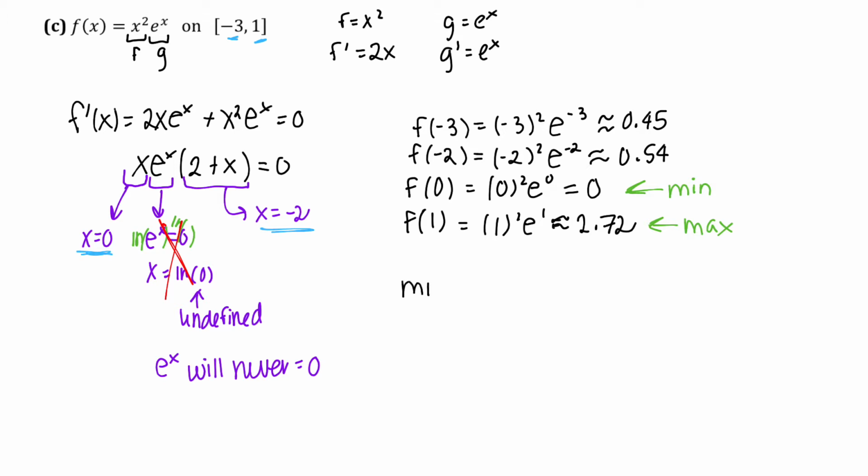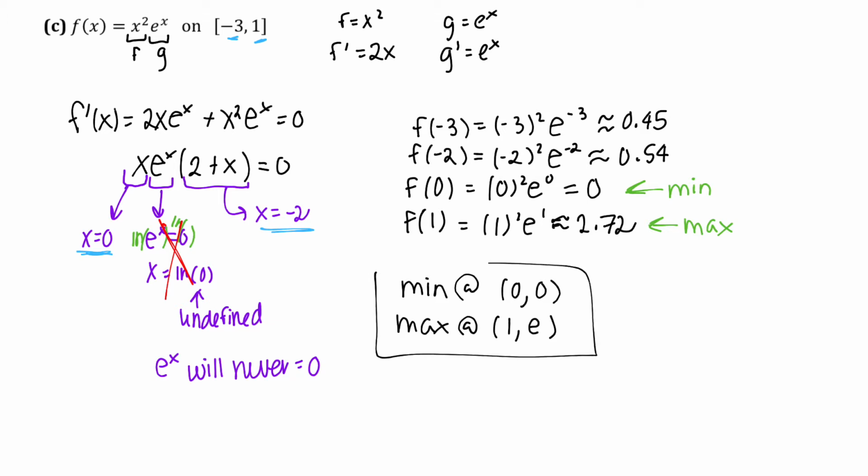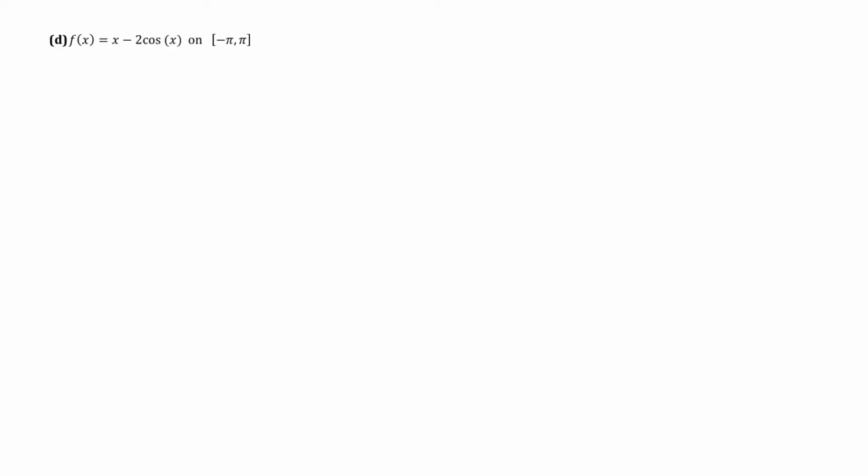So we have a min at 0, 0, and a max at 1, e. And that is part C of this problem. Moving on to part D.